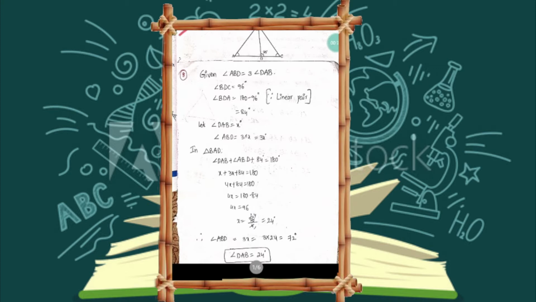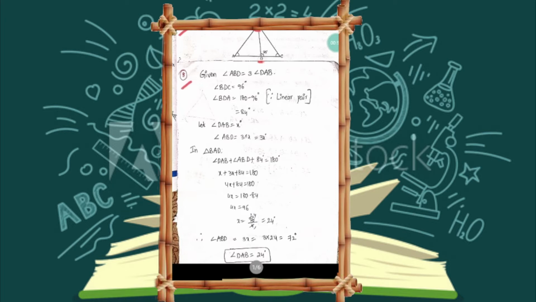See here, 8th problem. In the figure, angle ABD. ABD means, where is that angle here, children? This one. ABD equal to 3 into DAB. They gave one relation: ABD equal to 3 into DAB. And angle BDC is 96 degrees. BDC means angle D is 96 degrees. Find ABD. ABD means we can find this angle. Understood?